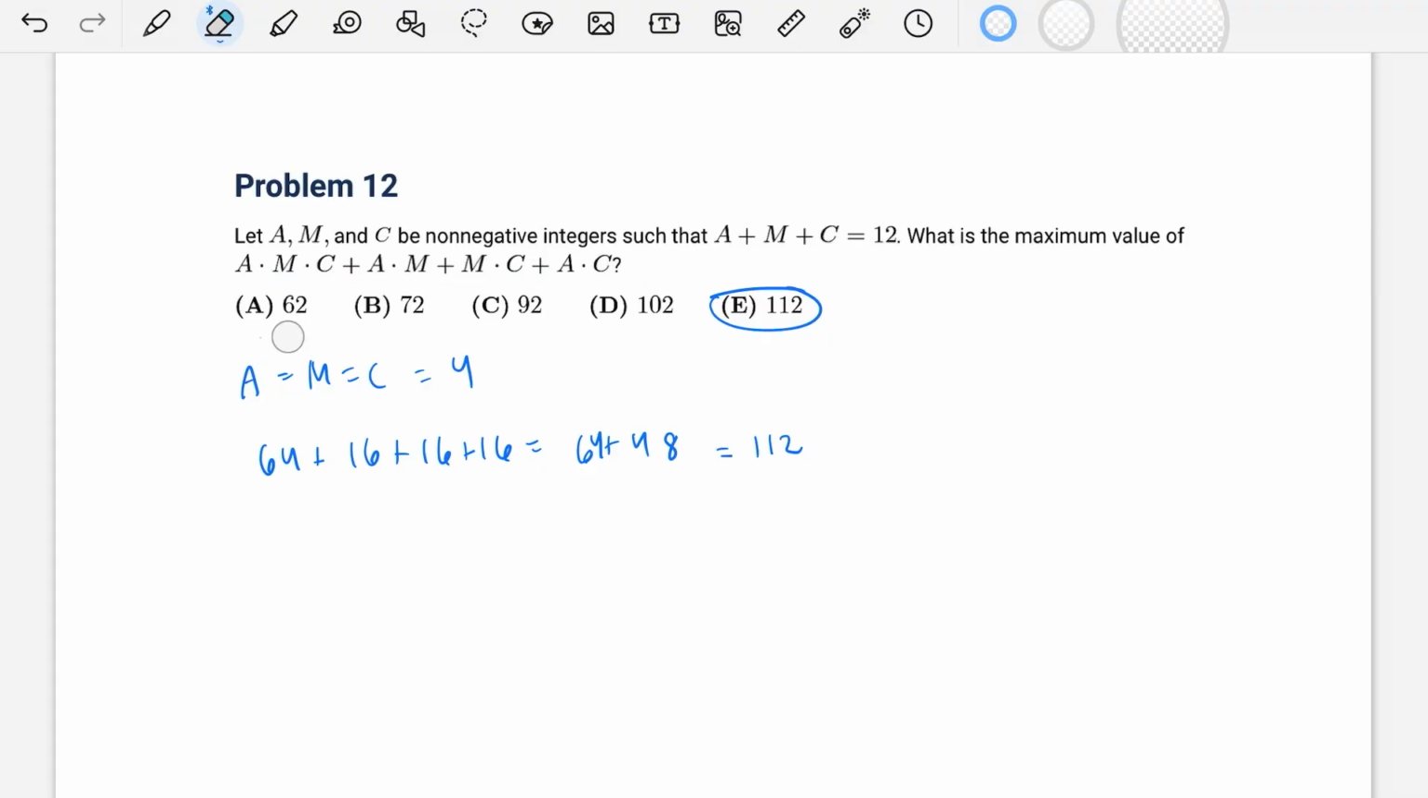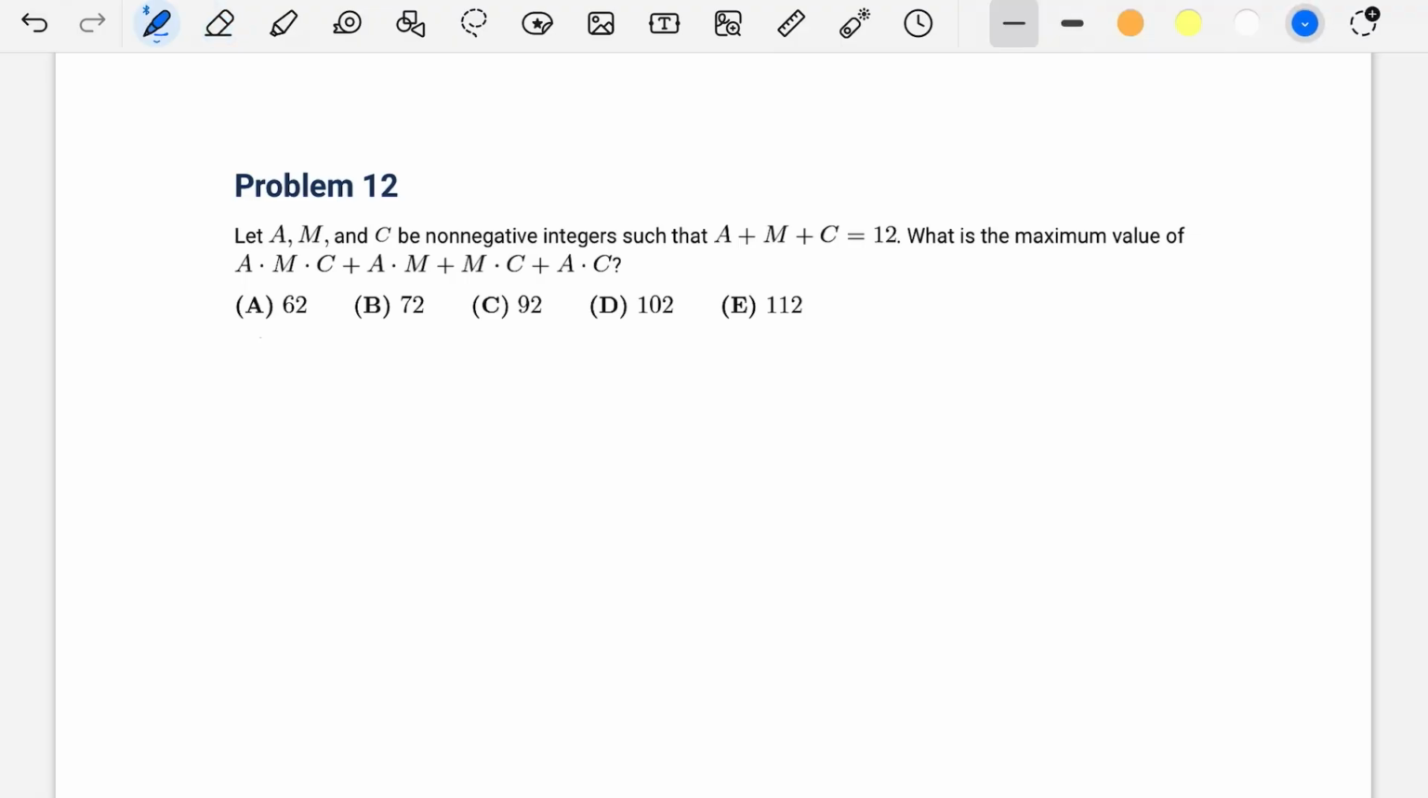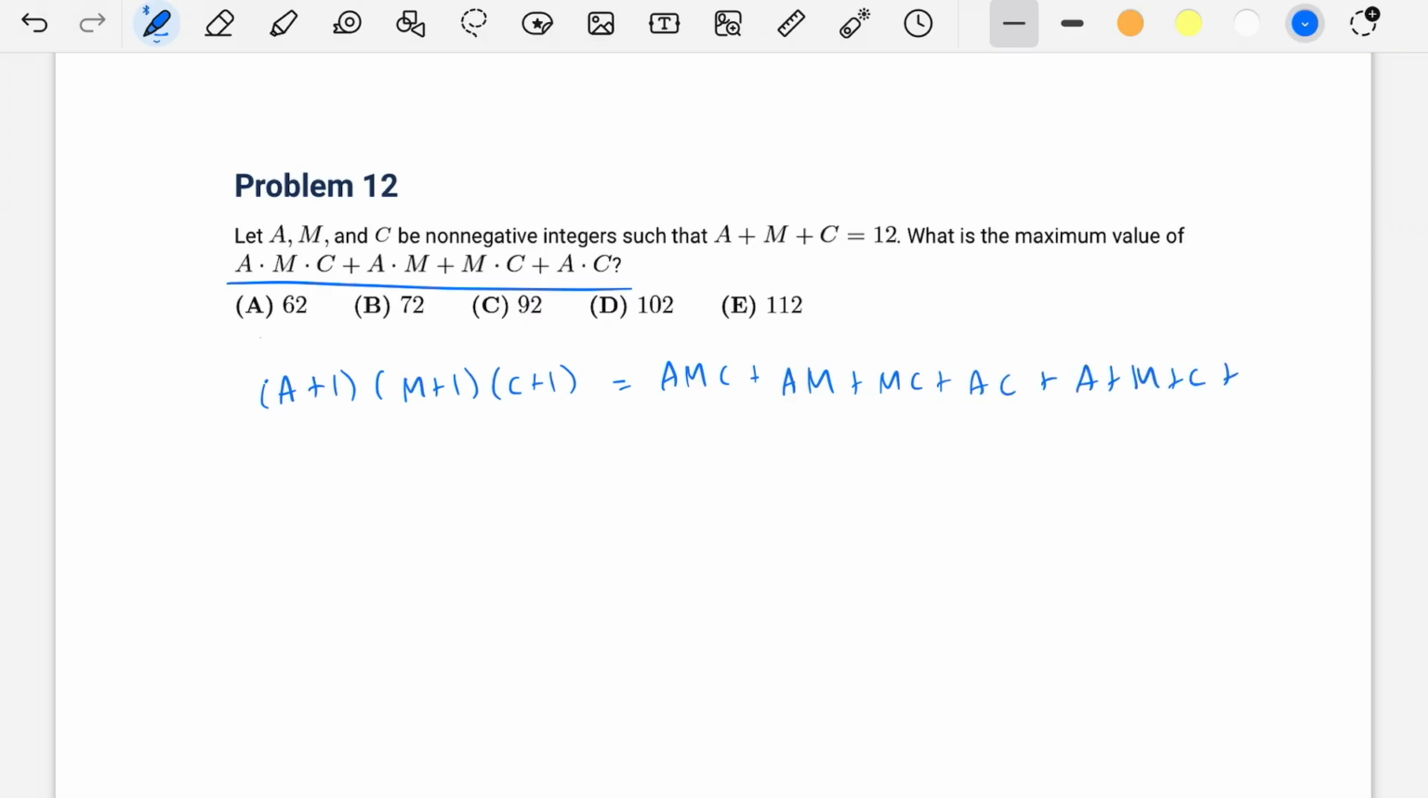Now I'll just present a second solution that doesn't rely so heavily on the answer choices you're given. So, first, we want to kind of produce this expression somehow. And we do get that expression if we multiply a plus 1 by m plus 1 and by c plus 1. Because this gives AMC plus AM plus MC plus AC plus A plus M plus C plus 1. We know A plus M plus C is 12, so this here is 13.